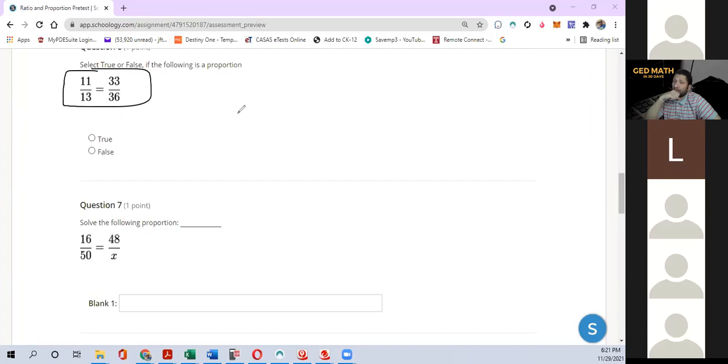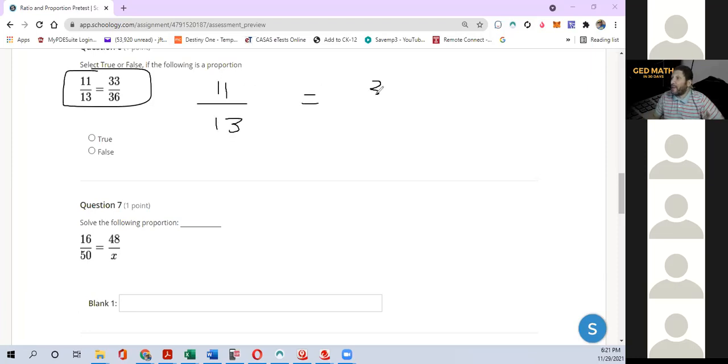Hold on, let me get the answer. Which one? 11 over 13 is equal to 33 over 36. Yes, true? I heard one yes. I heard two no's. No, it's not a proportion, it's false. So the easiest way first is equivalent fractions.